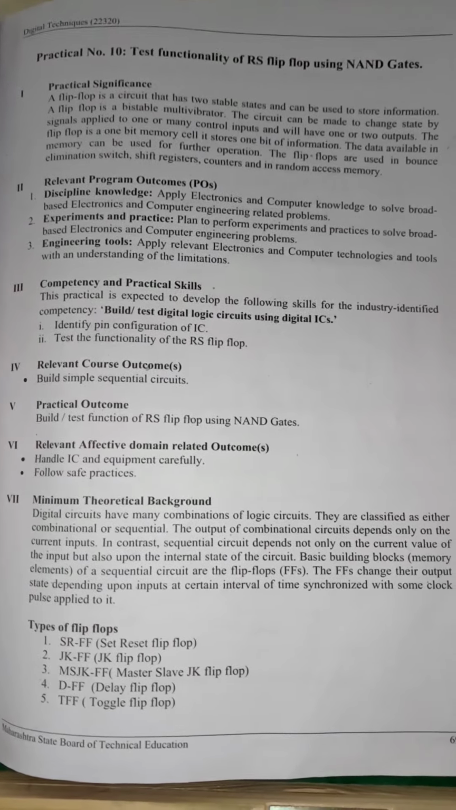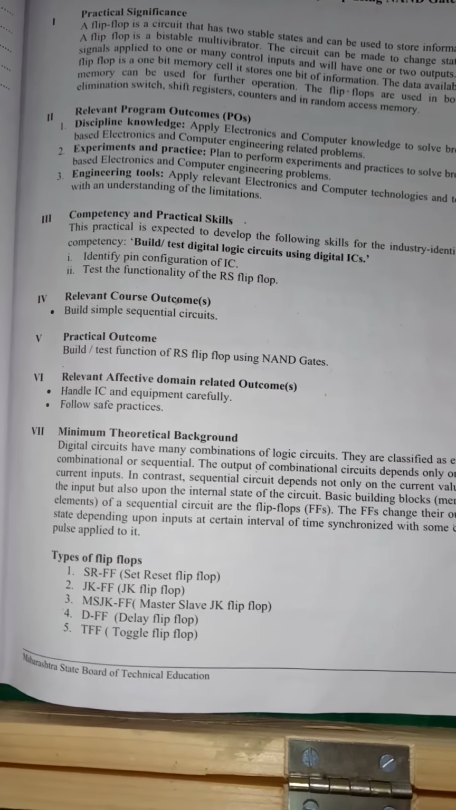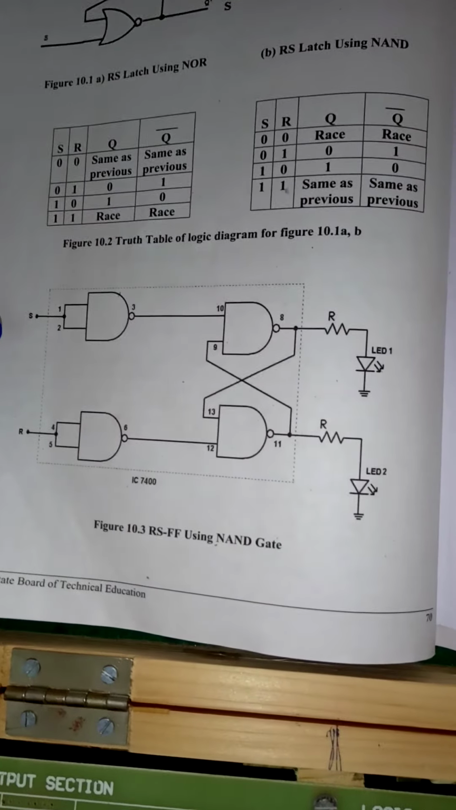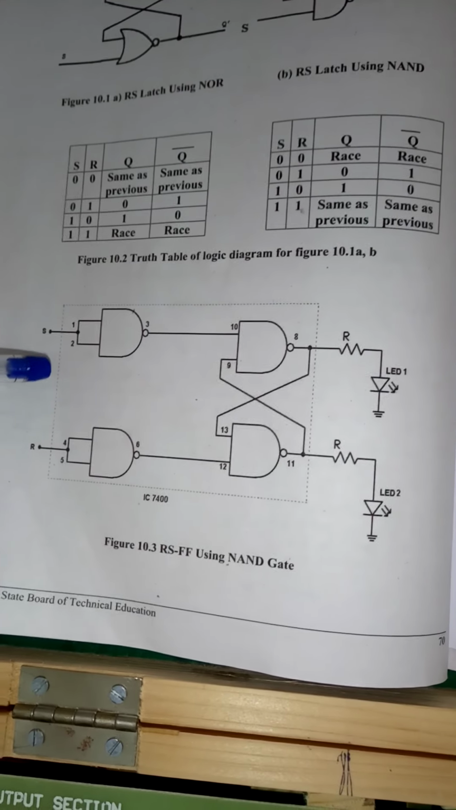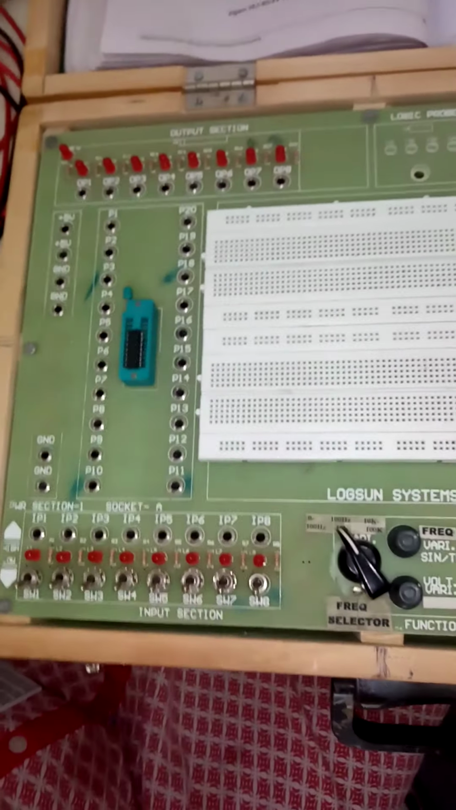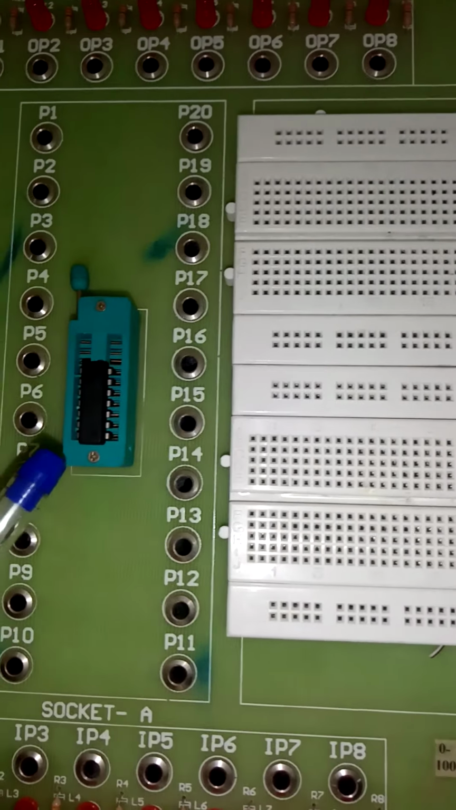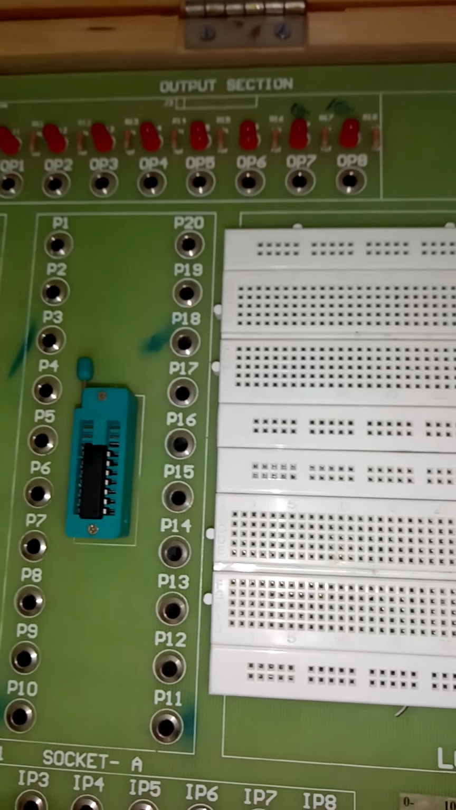Now we are constructing this RS flip-flop using NAND gates, so we require IC 7400 for this purpose. Now you can see the construction diagram of RS flip-flop using NAND gates. Likewise this diagram, we are performing the connection on our digital board. So here you can see that the IC 7400, that is NAND gate IC, is placed in a socket, and we are using the lower section.